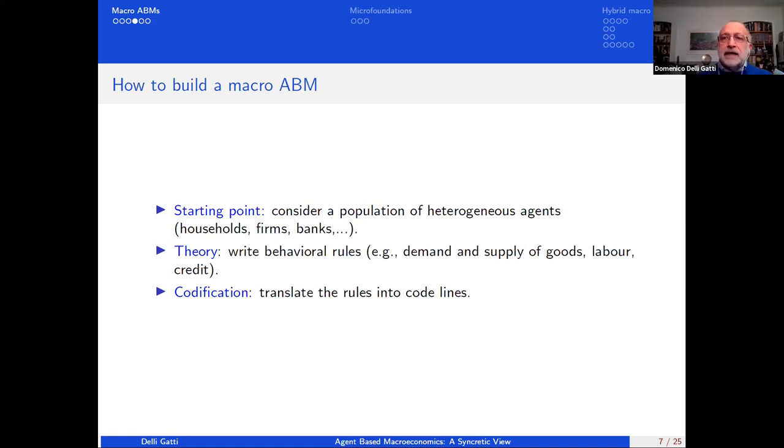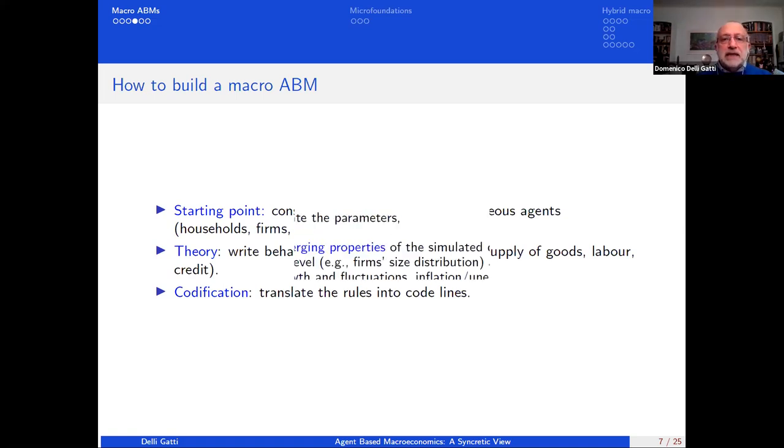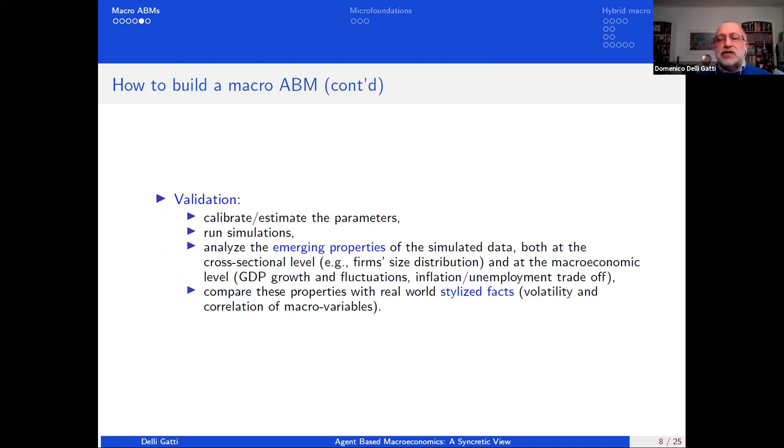This is the third step. Then comes a long stage of dealing with the agent-based framework. We need to validate the model by, first of all, calibrating the parameters and estimating them. The original macro agent-based model was simply calibrated. Now we are actually entering a stage in which we can also estimate parameters, which has been a big leap forward. Then you have to run simulations.